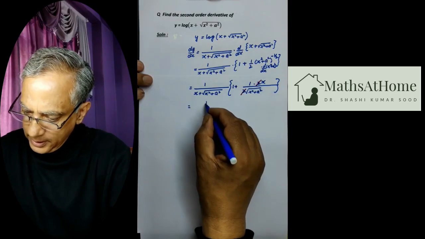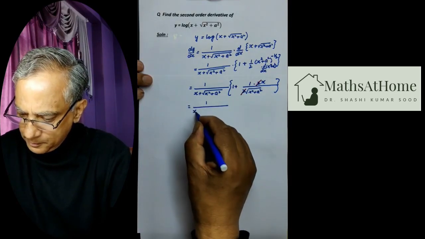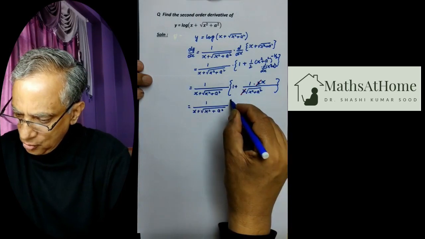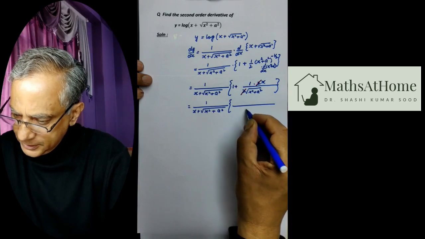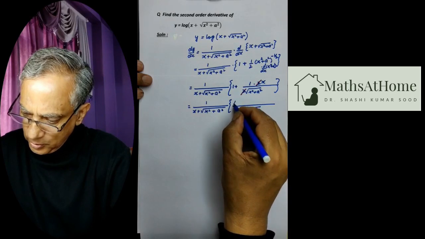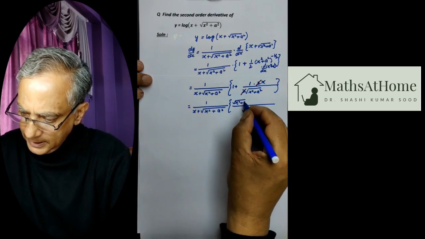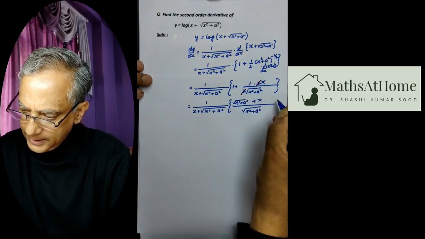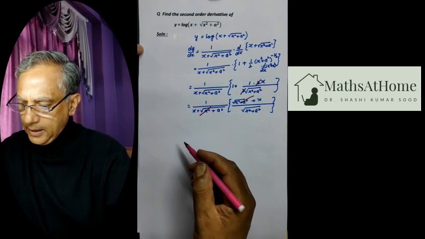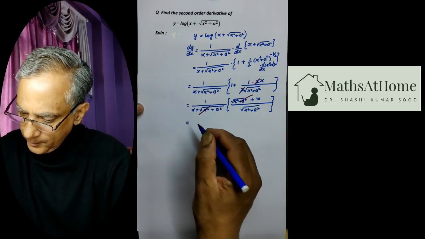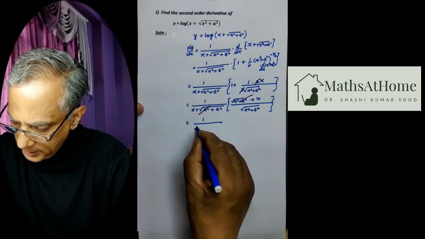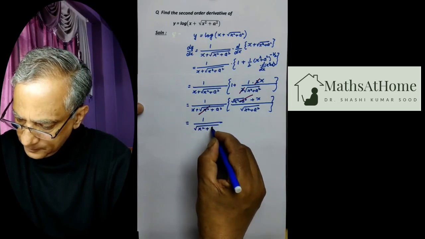This is equal to 1 upon x plus under root x² + a², whole into, now this is the LCM, x² + a², and this will be x² + a² plus x. Now this cancels with this, and we are left with 1 upon under root x² + a².